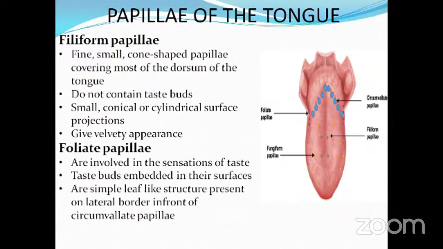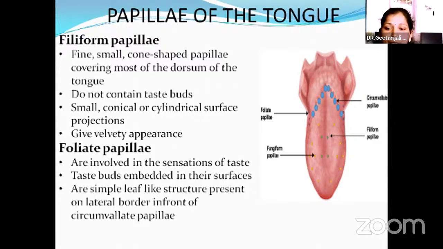Filiform papilla. Filiform papilla are fine, small, cone-shaped papilla covering most part of the dorsum of the tongue. They do not contain taste buds. Small conical or cylindrical projections are the characteristic feature of filiform papilla, and they give a velvety appearance to the tongue. Next is foliate papilla. The foliate papilla are involved in the sensation of taste.